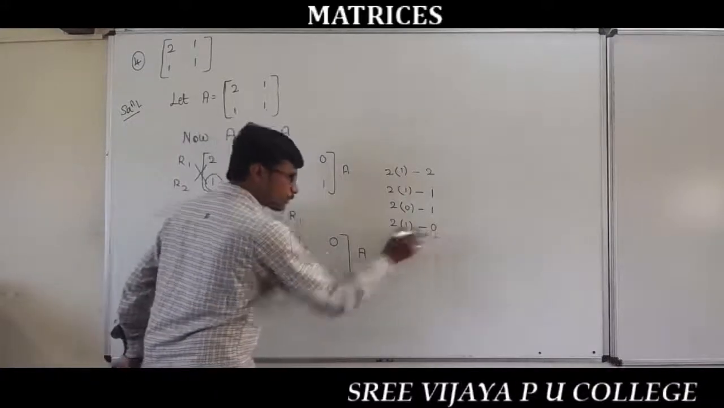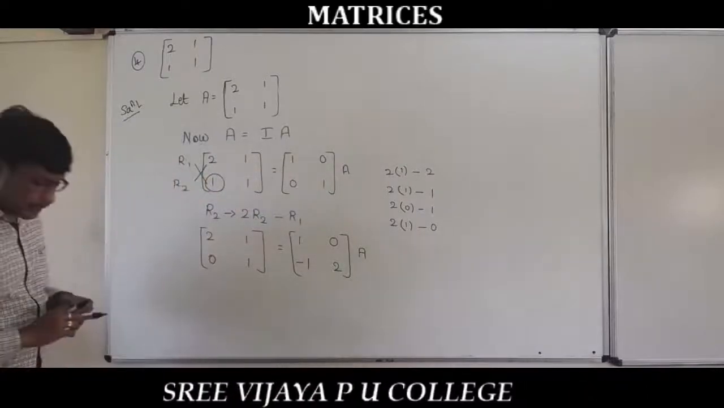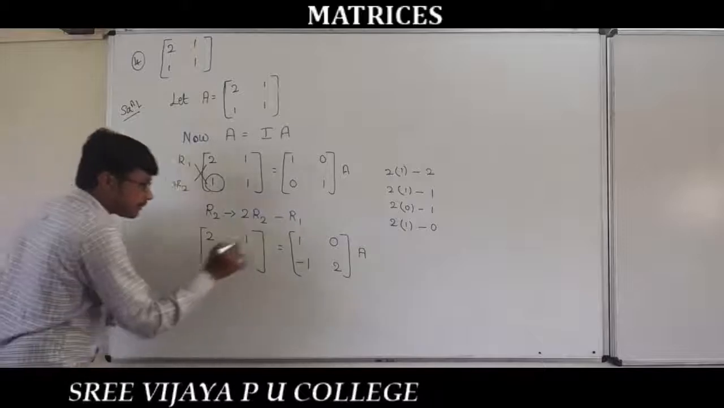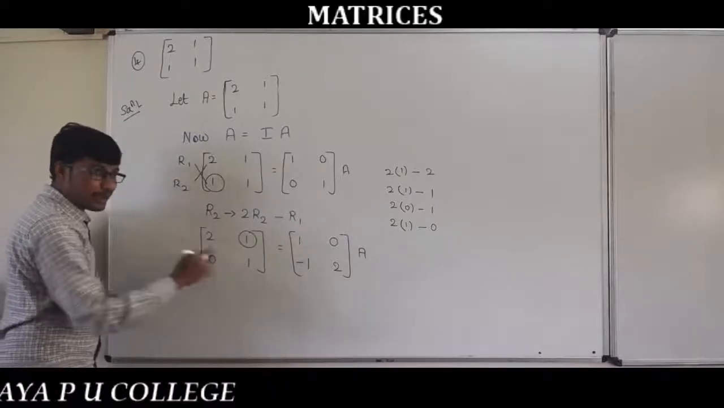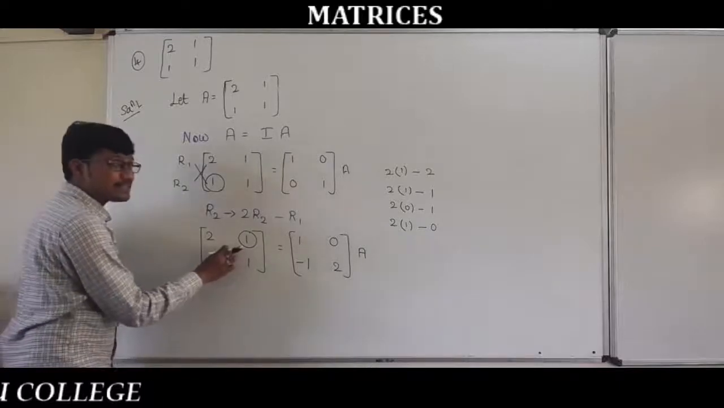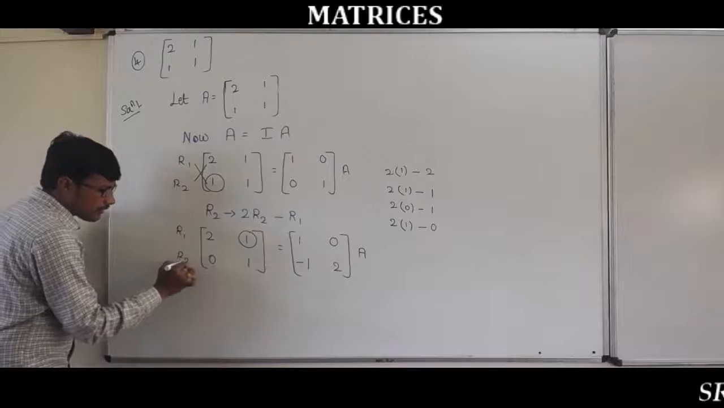2 into 1, 2. 2 minus 0 is 2. So you got the first step. Now, to make this a 0... this one cannot be done, it is already 1. Again, there is no need to convert. So to make this a 0, it is in which row? It is in R1 and R2.